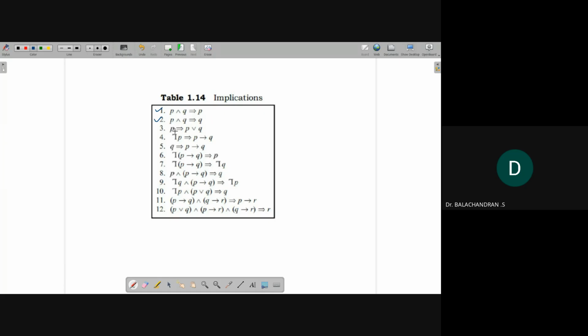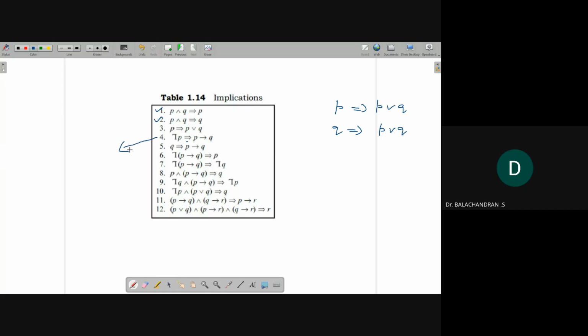Similarly, for the third one, P tautologically implies P or Q. Similarly, you can write Q tautologically implies P or Q also. So next, negation P tautologically implies P implies Q. Suppose I want to prove this tautological implication, the fourth one.